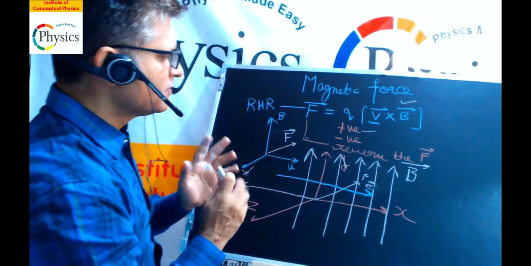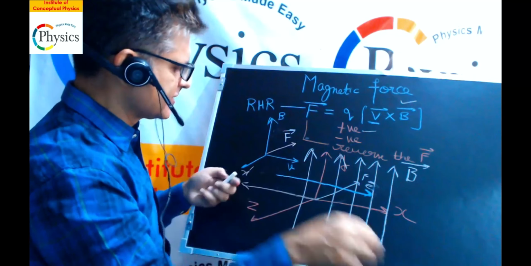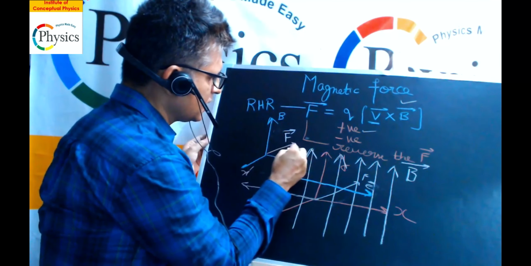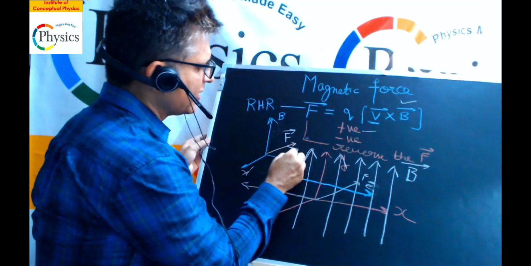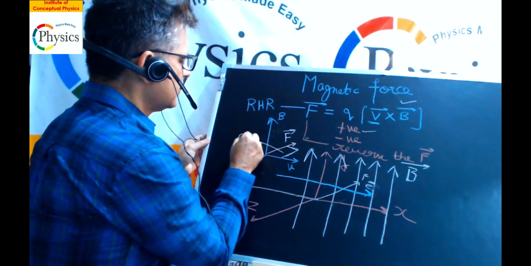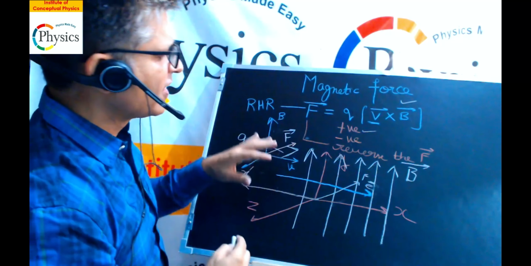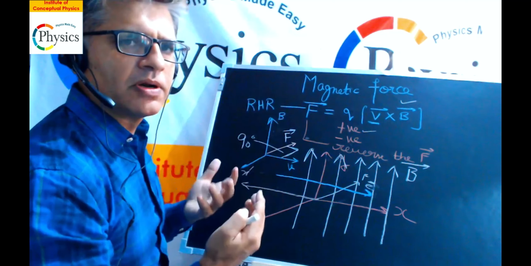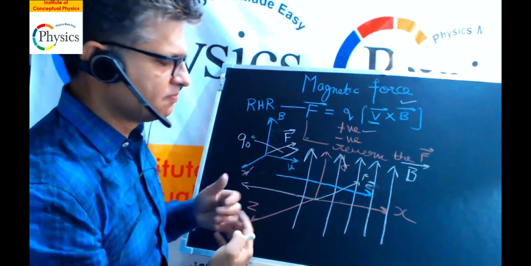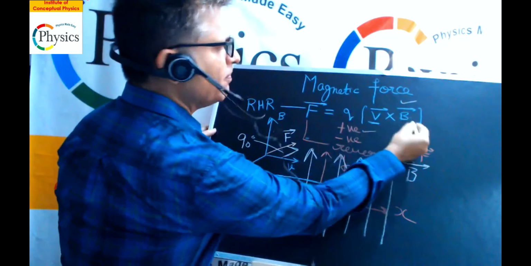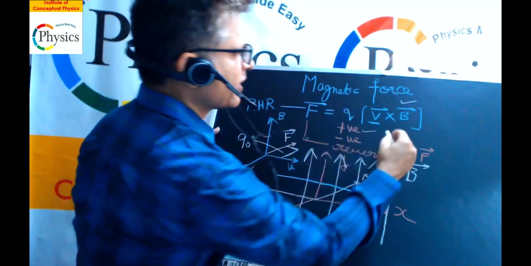Now remember that force and velocity are perpendicular to each other in this case. So I will just draw an angle here. This is 90 degrees. And we know whenever force and velocity are perpendicular, the kind of curve motion we get is circular motion.